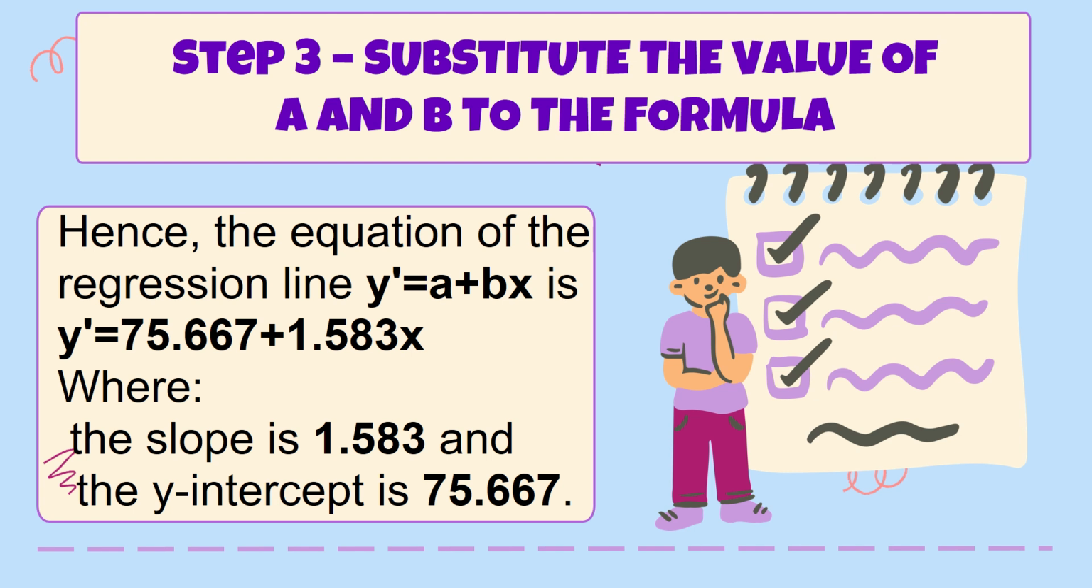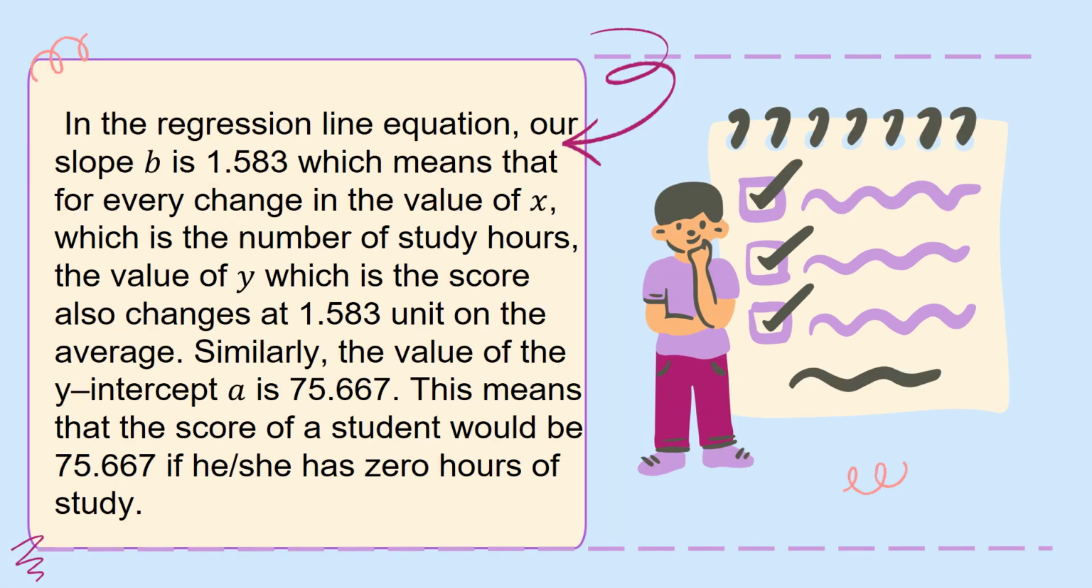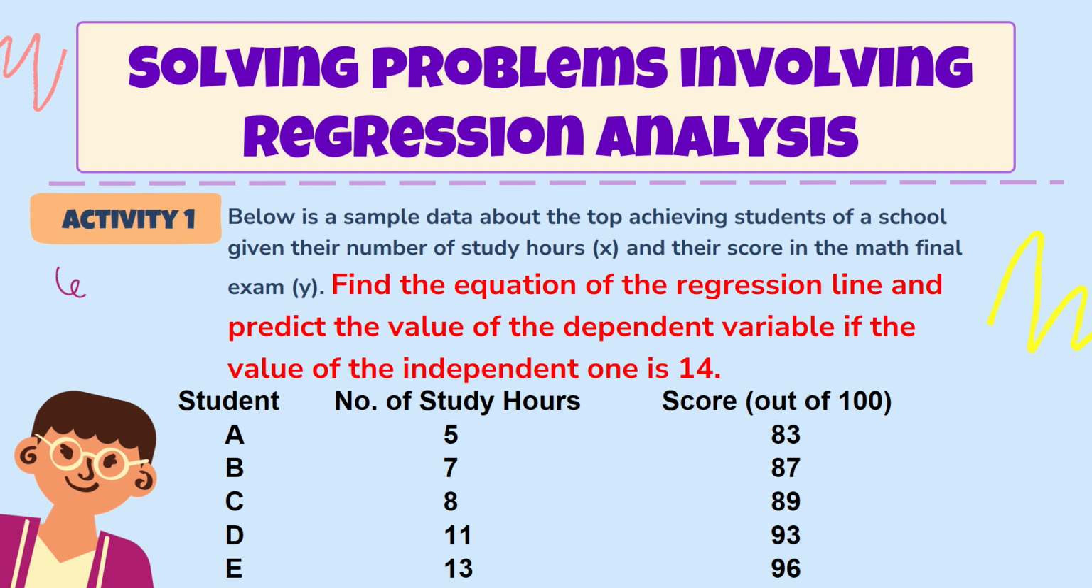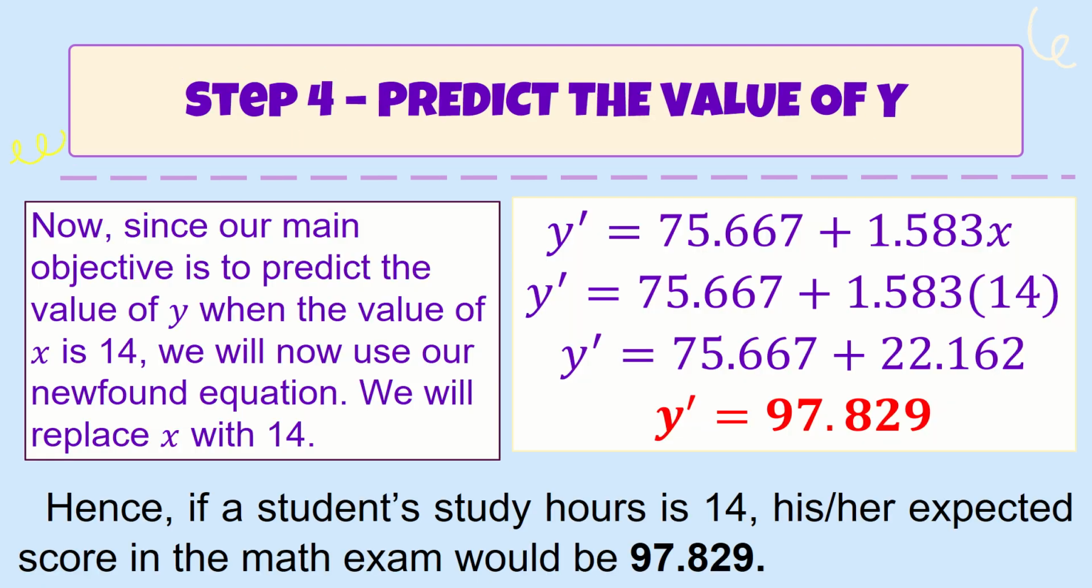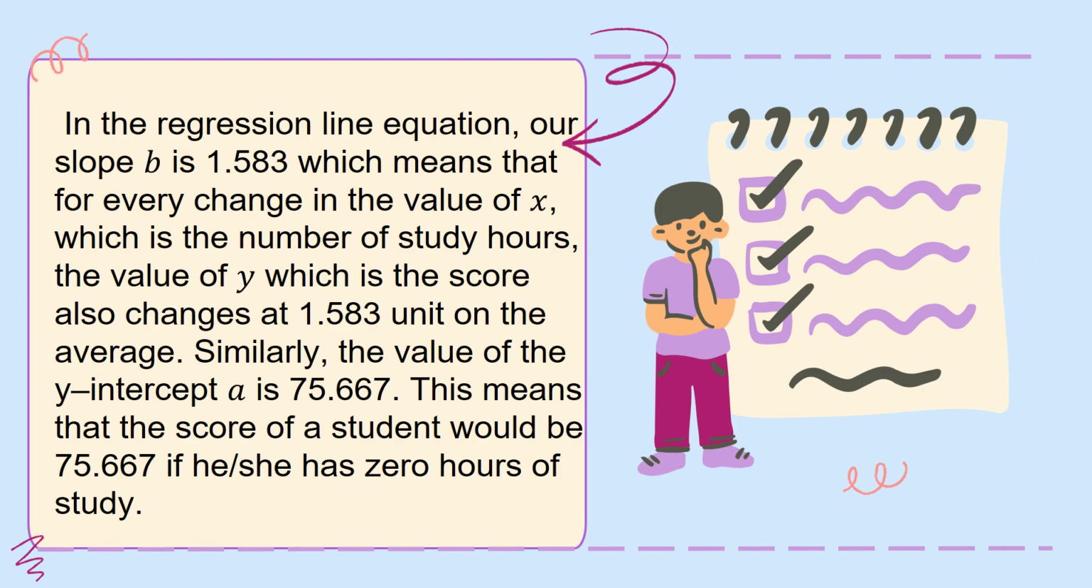So you have the independent variable. So let us see what is the dependent variable for that data. Okay, so very simple. You are just going to substitute the 14 into the equation. You have here x substituted by 14. 14 times 1.583. The product should be added to 75.667, and you have the answer 97.829. Okay, so you have the prediction now.